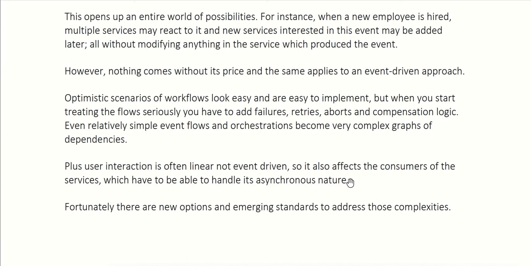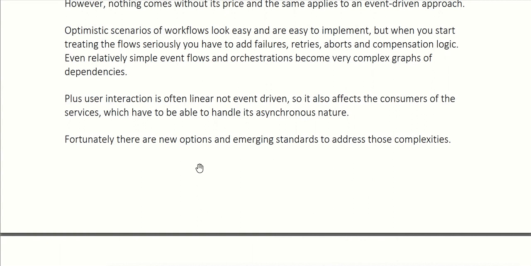Always remember, event driven architecture is asynchronous in nature. The moment an event happens or a message comes to your queue or topic, any number of subscribers can read that message and process it in their own way at any time. Okay, you can't predict anything; everything happens asynchronously. Fortunately, there are new options and emerging standards to address all those complexities. So there are remedies to address the asynchronous nature of event driven architecture. Definitely we can go through them and implement them in our designs.